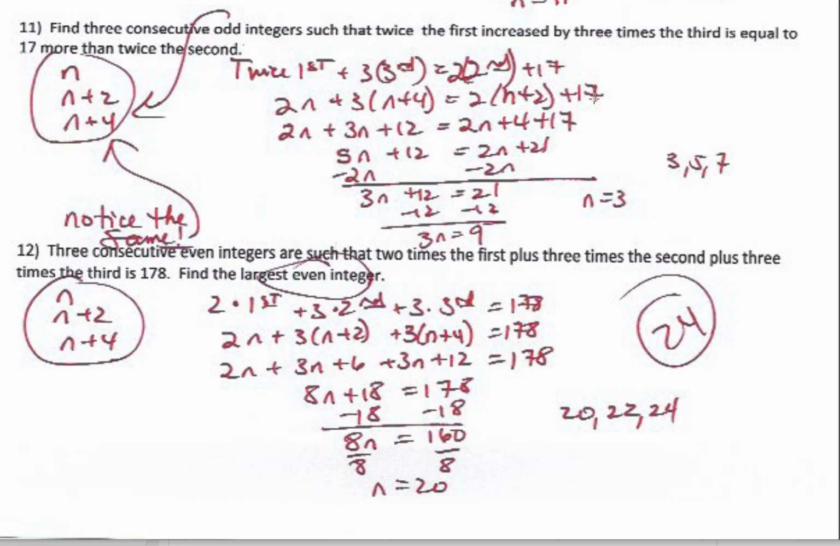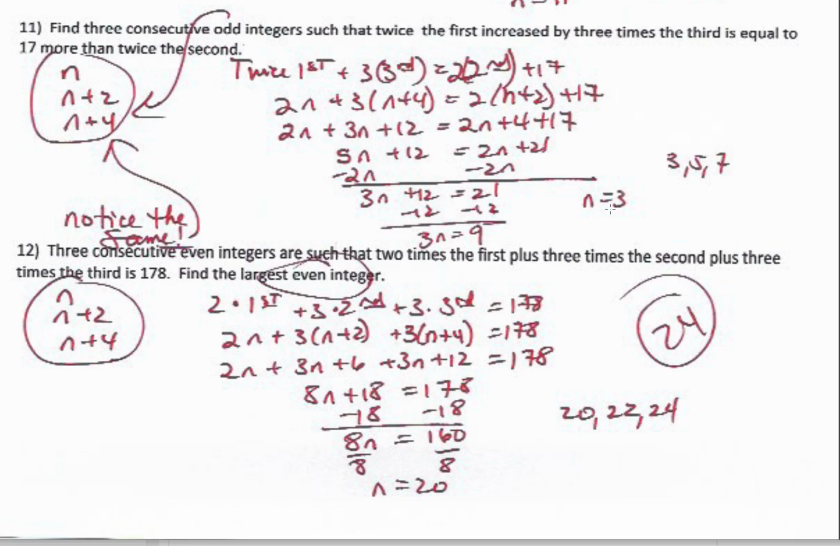Just do some algebra now. Same side, same operation, combining like terms. 5n plus 12 equals, in this case, my combining like terms is 4 and 17 to make 21. 2n plus 21. Subtracting the 2n, that gets me 3n. Subtracting the 12 gets me 9. 3n is 9. Dividing by 3, n is 3. So my consecutive odd integers are 3, 5, and 7.